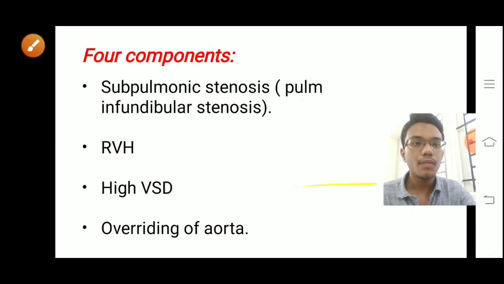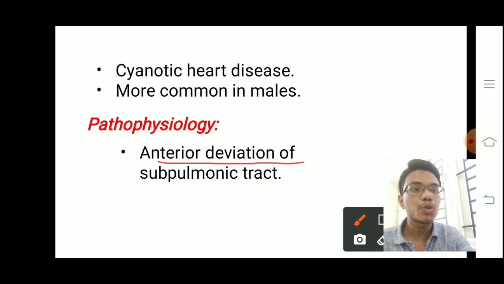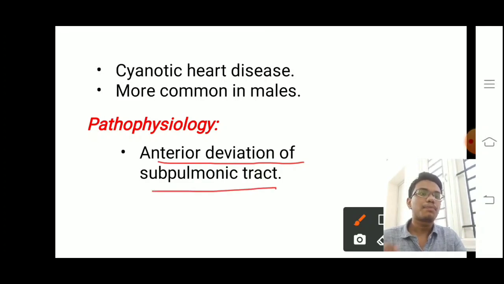Okay, so let me learn this. Pathophysiology, I had told you before, this is due to anterior deviation of the subpulmonic tract, or you can say the pulmonary trunk. Another is the right ventricular outflow tract. These words are used synonymously. You can use right ventricular outflow tract, or you can use subpulmonic tract. It depends on your choice.